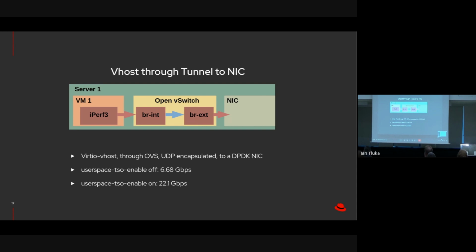This scenario is similar to the previous one. However, now the packets are encapsulated in a UDP tunnel. This example is a lot more similar to what you would see when an application is being run in a cluster. We again see a 3-fold improvement in throughput from 6 gigabit per second to over 22 gigabit per second.